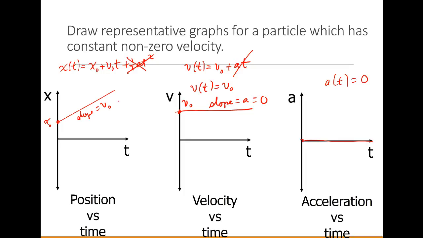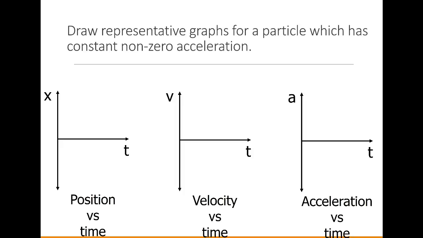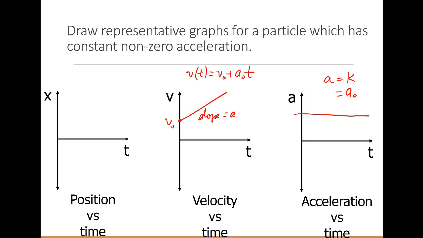Okay. Now, let's do one more, and let's say that we have constant non-zero acceleration. So now a is equal to k, some constant. We could call it a naught if you want, and that means that v of t is going to be equal to v naught plus a naught t. So here is v naught, and it will be increasing like this with the slope of a naught.